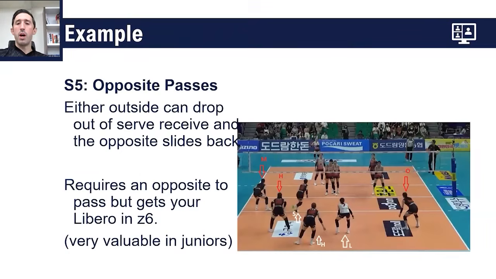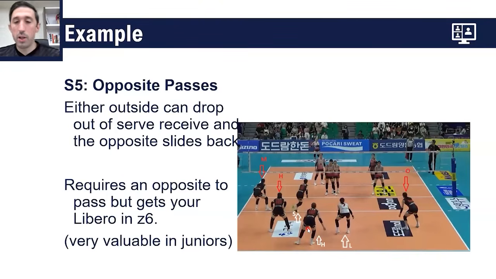Setter five, a nice one is to have this opposite drop back and pass if this player is capable of passing. We saw in the USA example, she was pushed out. In this example, she's pulled back into serve receive. This is passing opposite. And then you can decide whether your front row outside kicks out. In this case, this front row outside is in serve receive. And here we have a back row outside kicked out.